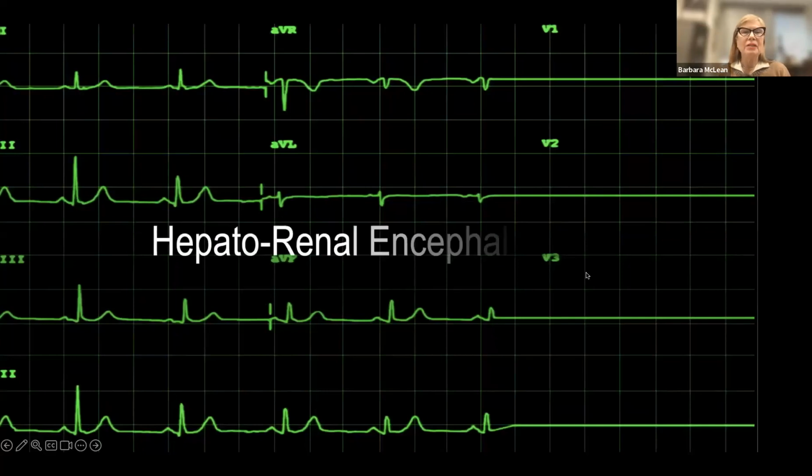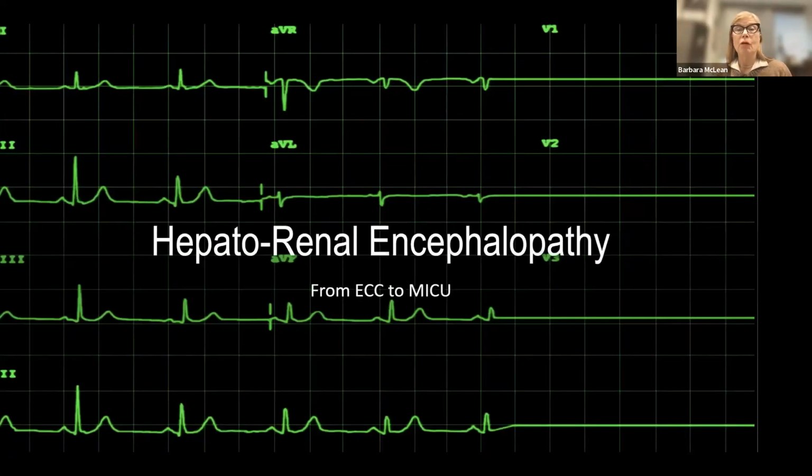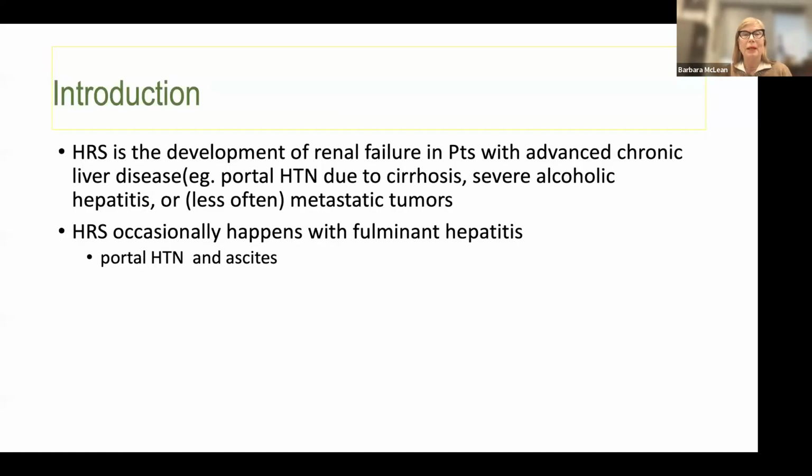So really, this is about hepatorenal syndrome or hepatorenal encephalopathy, often very common to see the two together. And our main case is a case that was in our emergency department and moved to the medical ICU. But I have two other short cases from the literature to just elevate the points of what I'm looking at with our patient.